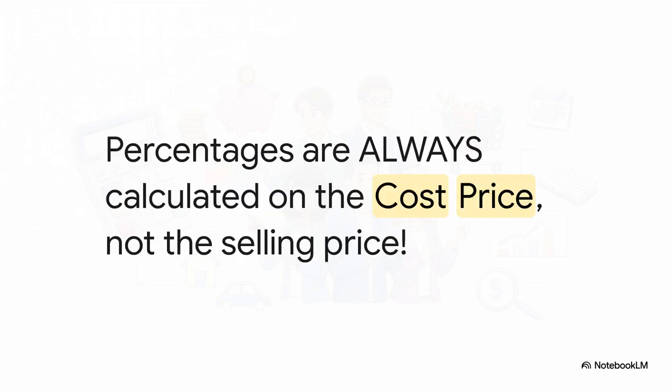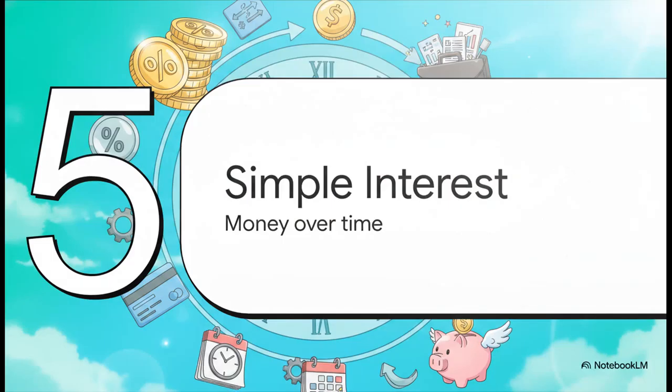So, the crucial point here is a trap so many people fall into. When you are calculating your profit percentage or your loss percentage, your denominator, your baseline, must absolutely always be the cost price, period. Never ever use the selling price to calculate your profit or loss percentage. Always base it on what the item originally cost you. It's a golden rule.